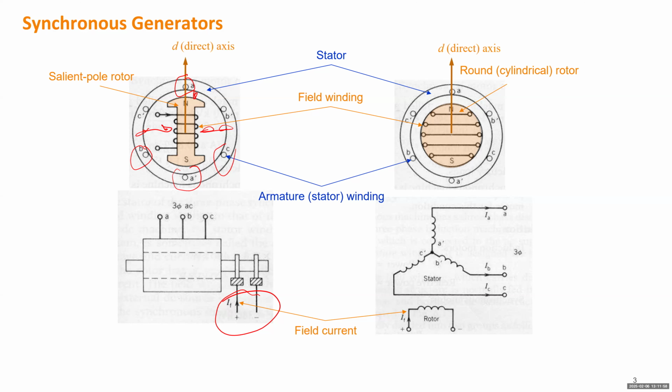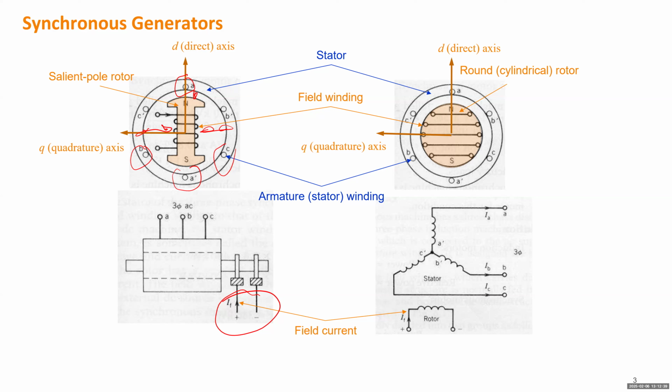Stator winding is also called armature winding for synchronous generators. In order to identify the location of the rotor in the revolution, we define the direction of the magnetic field as the direct axis, the d-axis, which is in the same direction as the flux leaving the rotor. We also define another axis, Q, the quadrature axis, which is 90 degrees leading the d-axis.